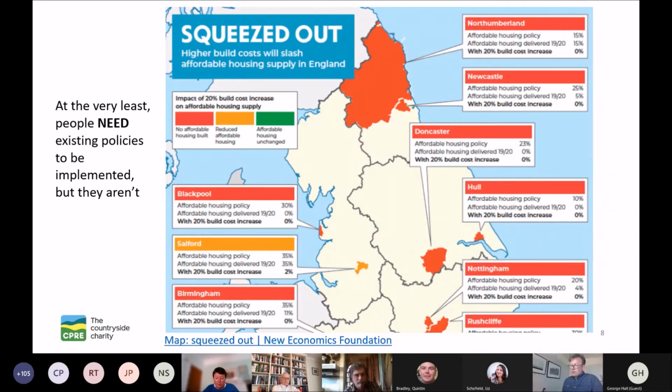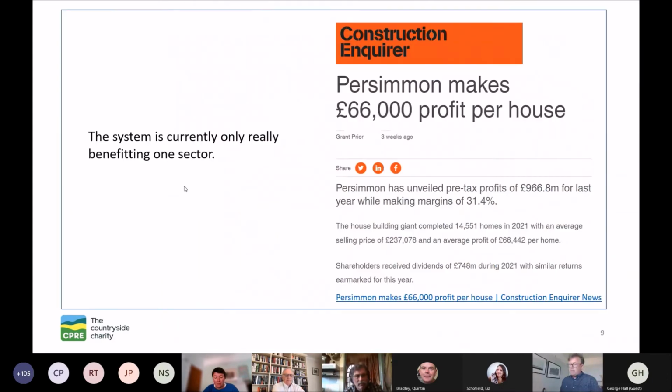What's the point, I would ask, of these policies being in plans if they're not going to be implemented? Or to put it another way, who actually benefits from these policies not being implemented? And there's really only one answer to that. And frankly, it's scandalous, and the government is doing next to nothing about it.